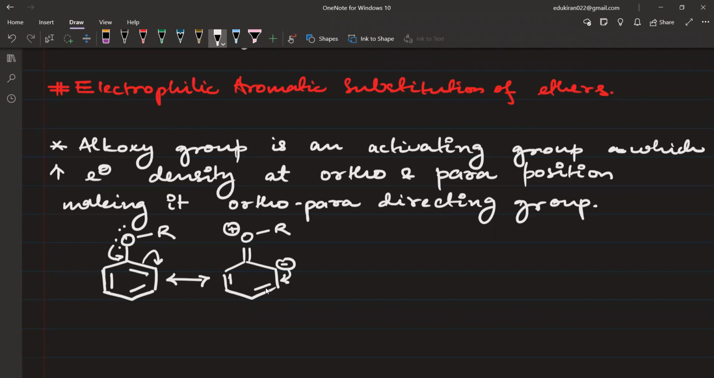Now again, this negative charge will move here. This pi bond will make a negative charge. Double bond, and then you have double bond OR positive. Further, you can make another resonating structure like this.